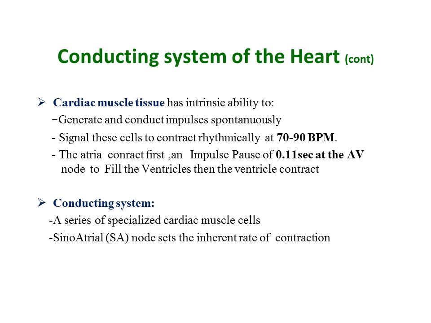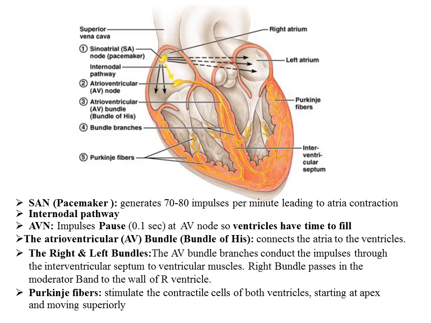You know, the conducting system is a series of specialized cardiac muscle cells, starting at the SA node and with its own inherent rate of contractility, as we mentioned before. If we are to look at the general plan of the conducting system of the heart, mostly it could be simplified in more or less five stations.